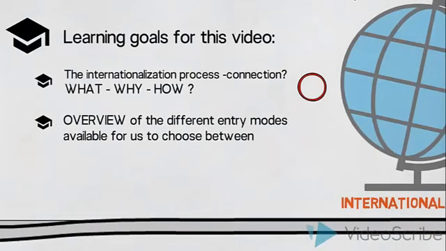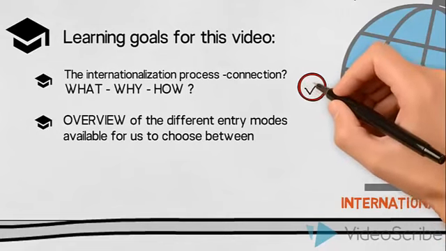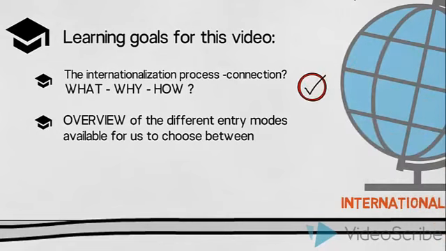We have now established what an entry mode decision is and why we need to know about it. We have also gained knowledge of how to evaluate 4 sets of factors, which will help us decide on a suitable entry mode. And we have established the connection to the rest of the internationalisation process. So let's move on.